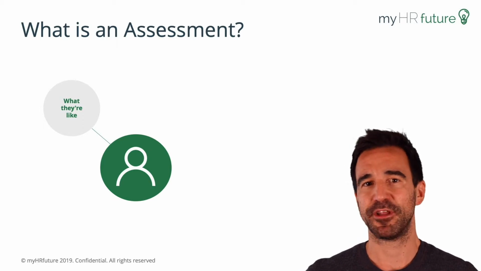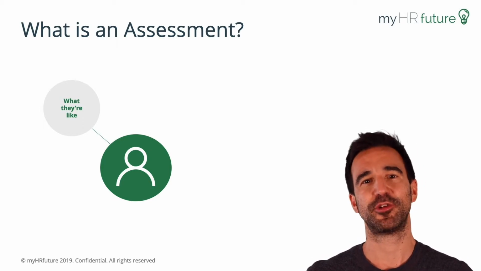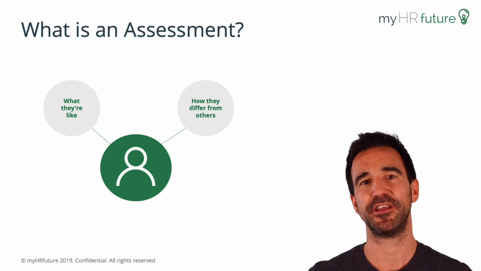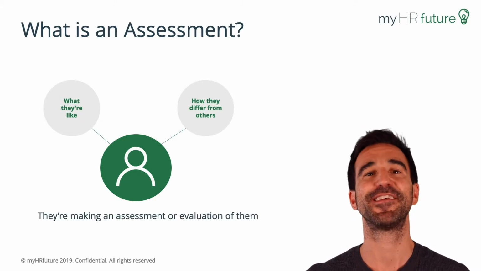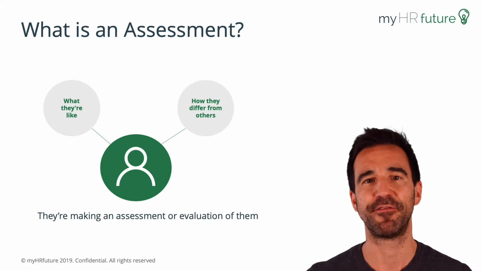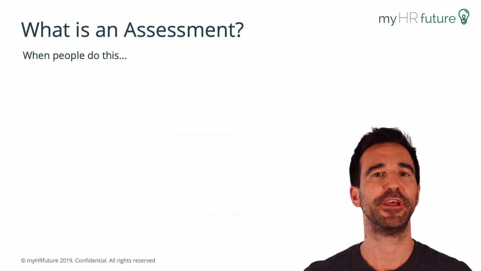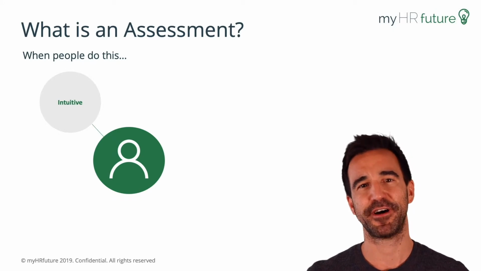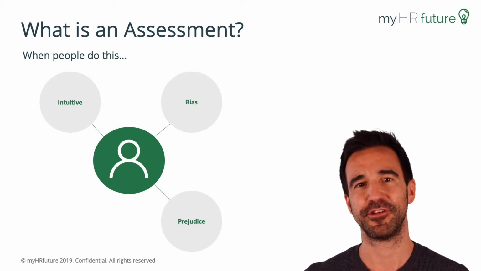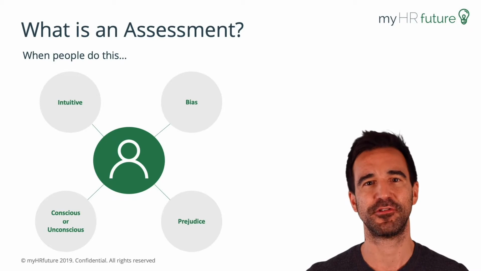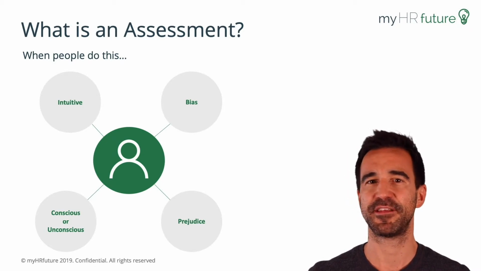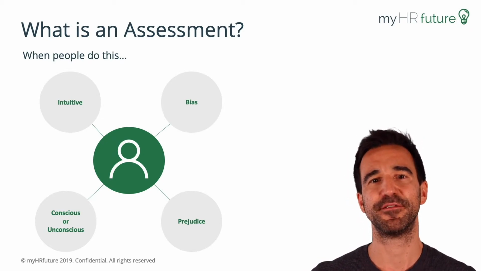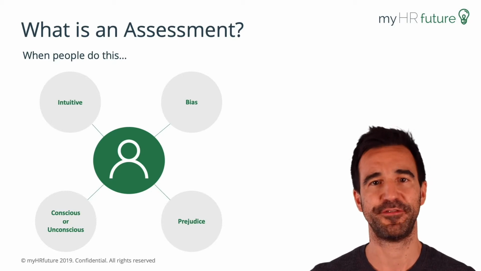Most of the time when people interact with each other, they are trying to work out what they're like, how they differ from others, and they're making an assessment or an evaluation of them. However, when people do this, it tends to happen in an intuitive way that often invites biases, prejudices, conscious or unconscious, and that typically isn't systematic enough and isn't predictive of what they do in the future.